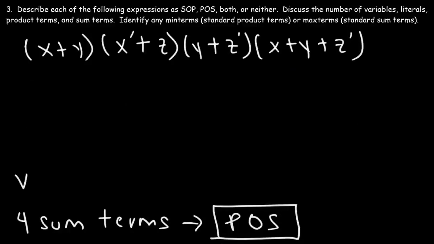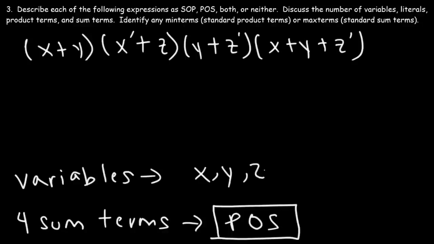Now, how many variables do we have in this expression? So I see 3 variables, x, y, and z. Now, how many literals are there in this expression?